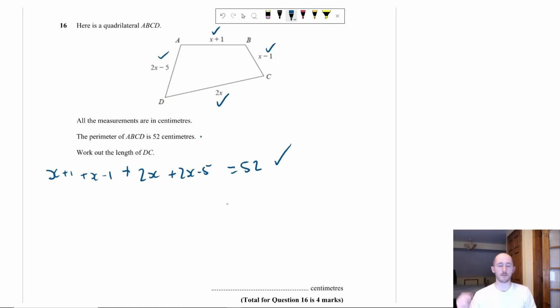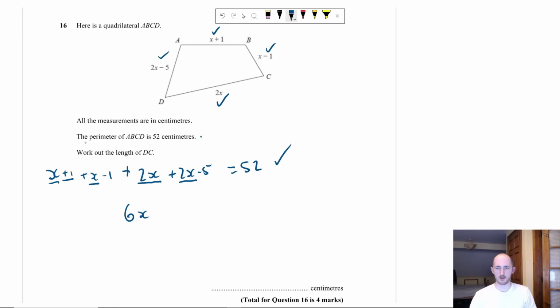This is 1 mark done already. Have I done any maths? No. All I've done is written out what the question has said. I've got a mark, which is one more than a lot of students will get. Now what I want to do is simplify just this left-hand side. So if I look at this and ask you to simplify it, could you do it? Well, I look at the x's first. So I have 1x, 2x, 4x, 6x.